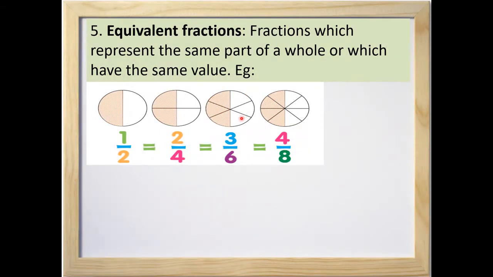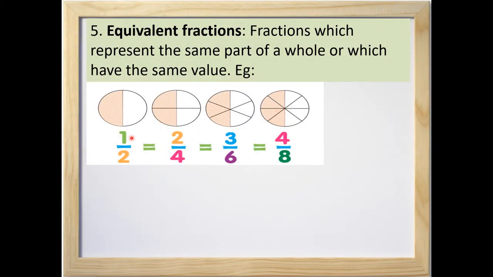In the next example, you can see in the figure, 3 parts are shaded out of 6 equal parts. So it is represented by 3 by 6. Again, these 3 parts represent half of the figure. So 1 by 2 is equal to 2 by 4, and this is again equal to 3 by 6. Then in the fourth figure, 4 equal parts are shaded out of 8 equal parts. So it is given by the fraction 4 by 8. But again these 4 shaded parts are equal to the first half of the figure. So it represents the same half part.